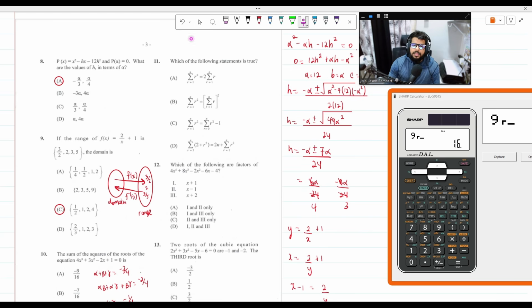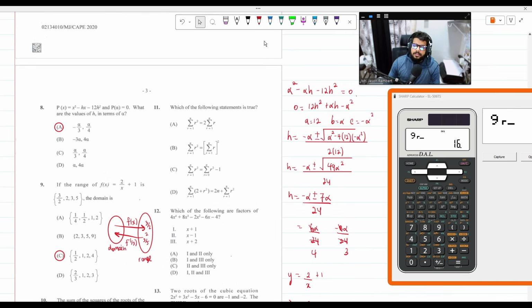Part A, if we set the summation of r squared, that is 1 squared plus 2 squared plus 3 squared, and I could keep going, right? I will just use the first three terms. Is this the same as 2 multiplied by 1 plus 2 plus 3? This is for part A. This is the left-hand side, this is the right-hand side. So this is definitely not going to work. For part B, is 1 squared plus 2 squared plus 3 squared the same as 1 plus 2 plus 3 all squared? That is a no-no as well.